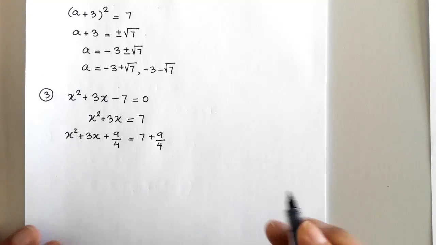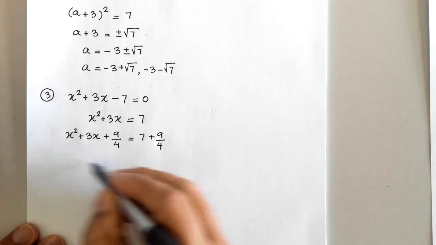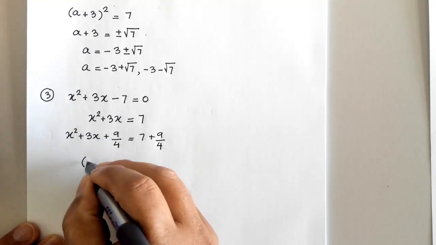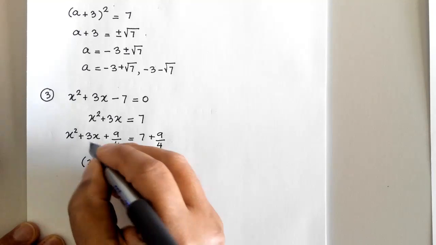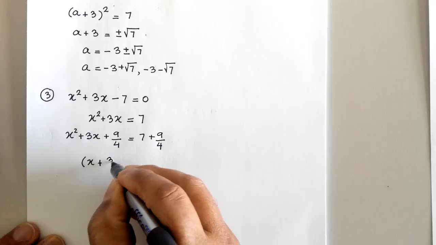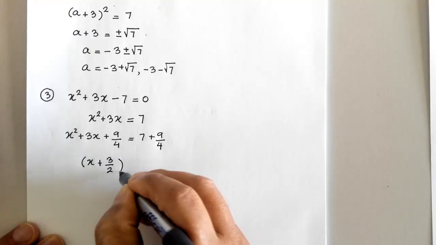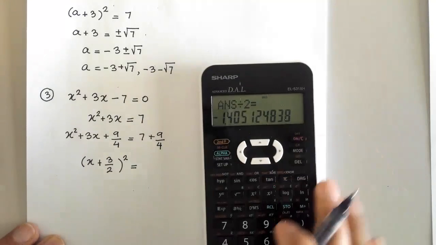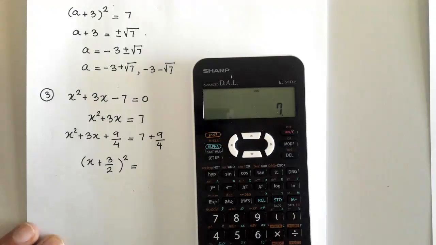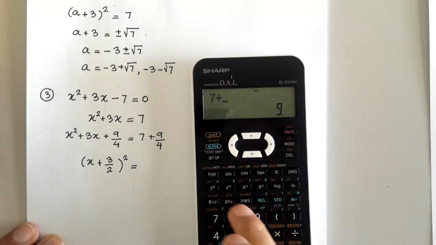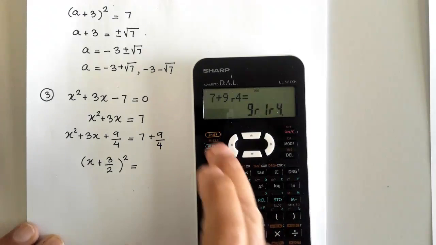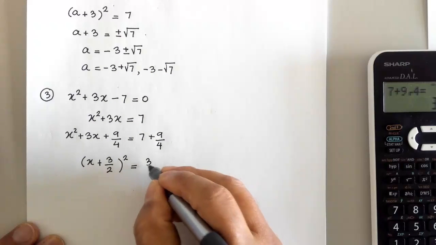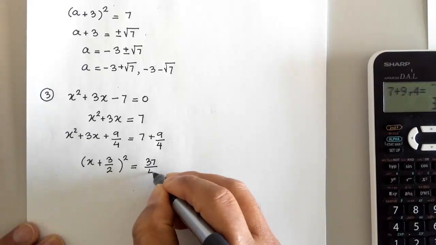This now is a perfect square, and this becomes simply x plus 3 over 2 squared. And then for the other side we're going to do 7 plus 9 over 4, so it's going to be 37 over 4. So this is 37 divided by 4.